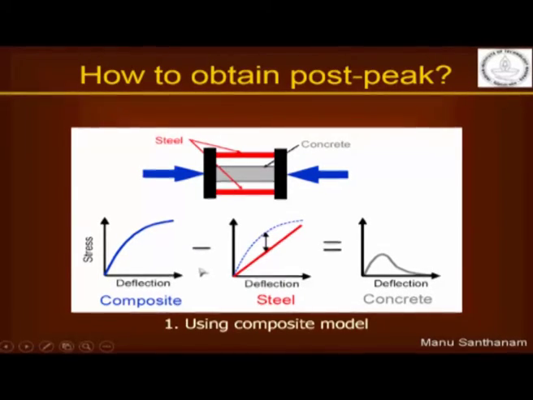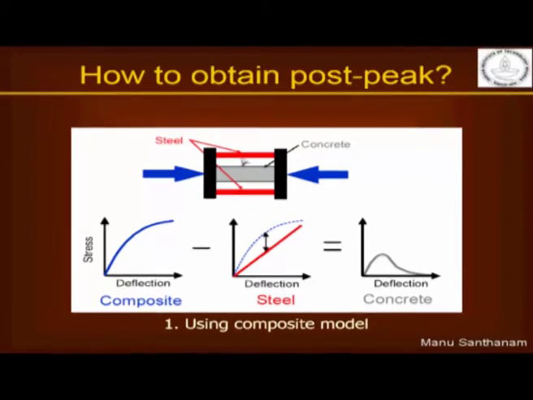One way is to actually use some sort of a composite specimen. What is this composite specimen? You have a concrete cylinder in the center and you have a steel ring around the concrete. This is a steel ring which is of the same height as the concrete specimen. So that is surrounding the concrete. It is not touching the concrete, but it is simply surrounding the concrete, so that when you load the concrete, the steel ring also gets loaded at the same rate, okay.